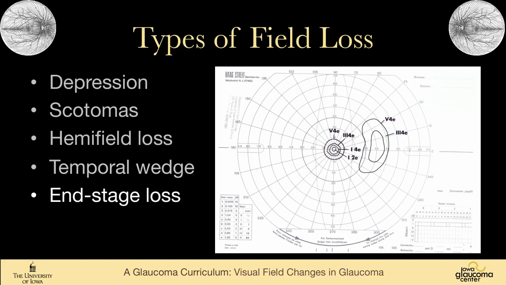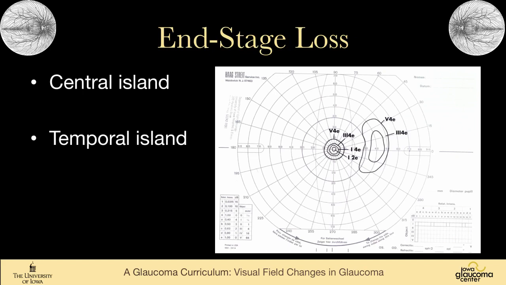And then end-stage loss would look like this. So you'd have a central island or a temporal island remaining, or one or the other. So if all you have is a temporal island remaining, then you might have count fingers vision, just terrible vision. If you have only the central island remaining, you might have excellent straight ahead vision on the eye chart, but very, very poor ability to ambulate. So central or temporal island or both.